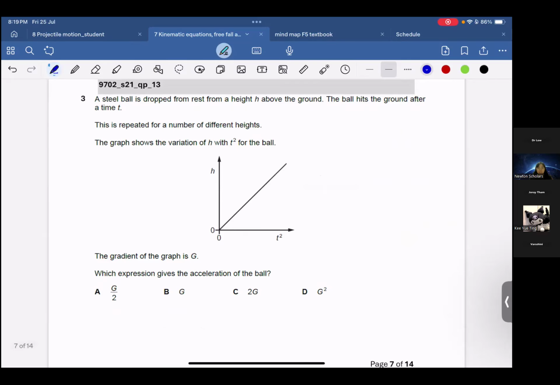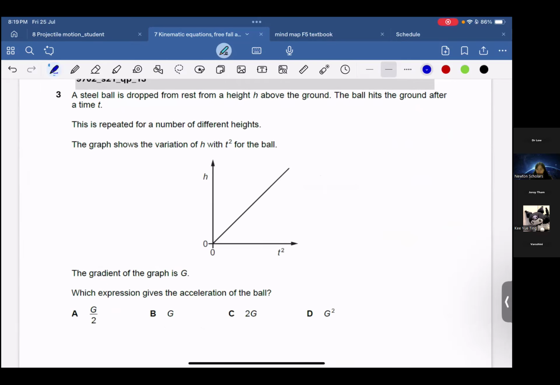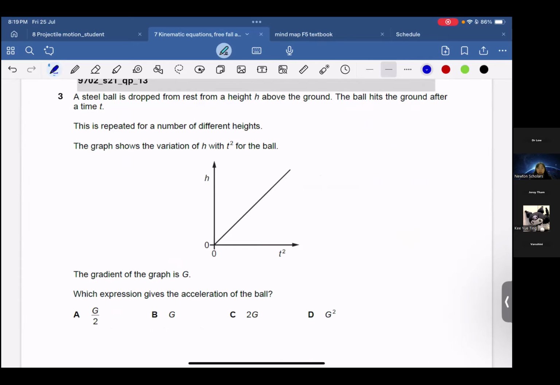Number 3, try. Here is a graph, then gradient. Try to think what the gradient for this graph is and how you relate it with the equation we just talked about for free fall. What is the gradient? What information can the gradient bring for you? Gradient is y2 minus y1 divided by x2 minus x1.